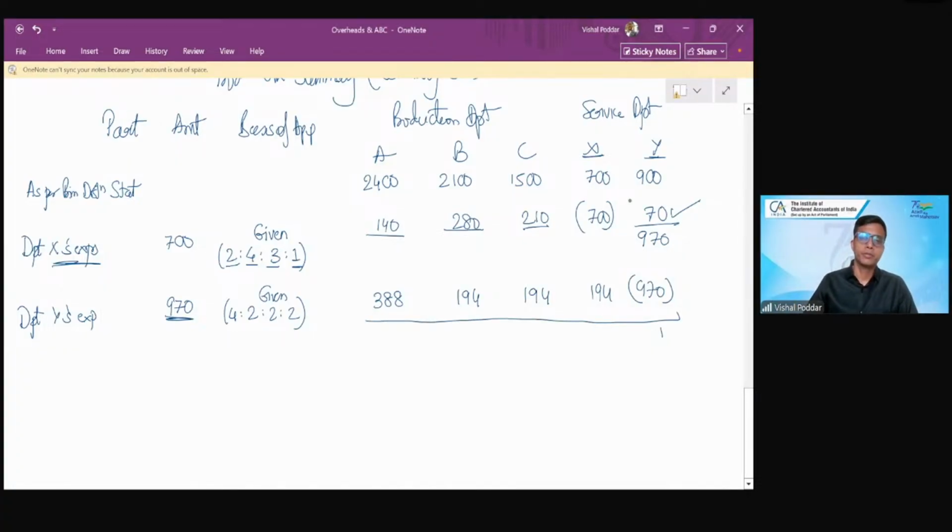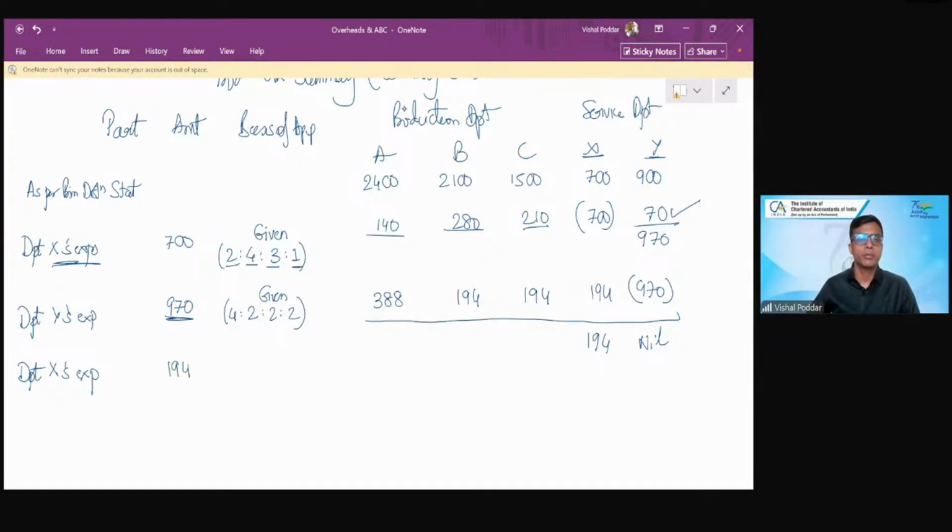Now what will happen? Since this is the reciprocal category, at this stage, again, you get some expense in department X. Now, why is it a trial and error method? Because in trial and error, you continue the process on a trial basis again and again. So what is trial and error? You check what is the effect, you again redo, you again check, that is what is trial and error.